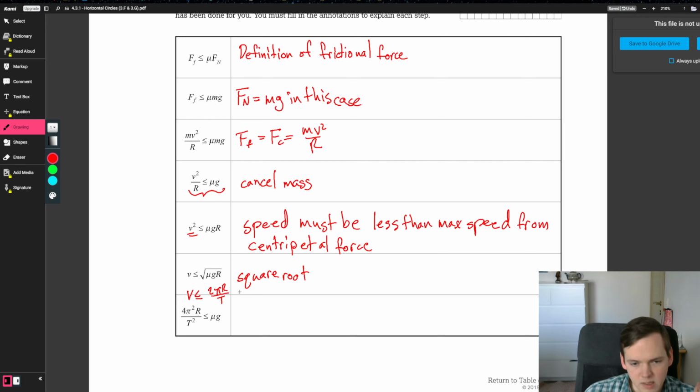And this is the speed at the edge, defined by the fact that we've got the total distance of the circumference, 2 pi r, and t is the period. So that tells us the speed. We can plug that into our equation, and that's where we get this relationship down here.